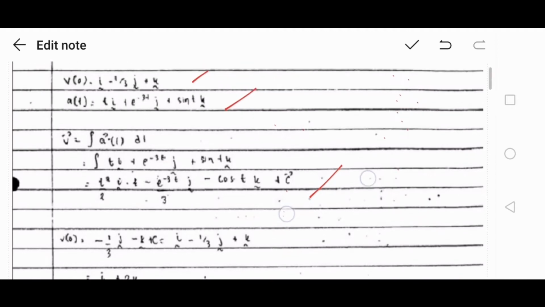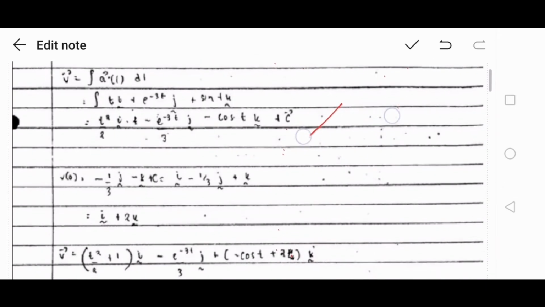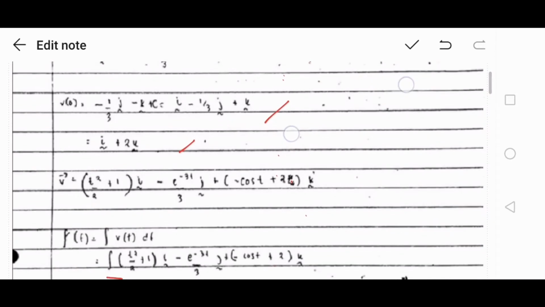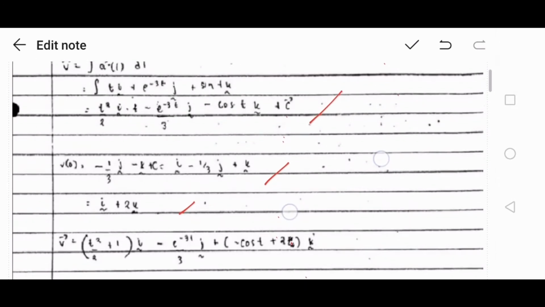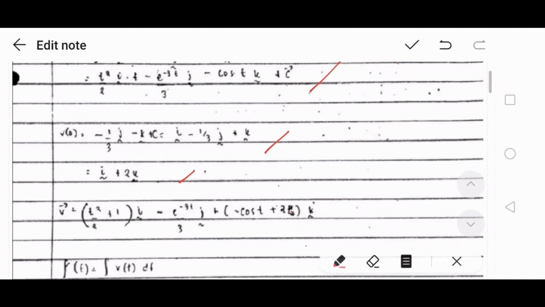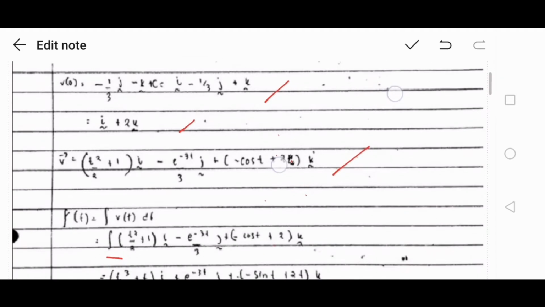Then we compare with v(0) from the question, like this one, -1 over 3 j minus k plus c equal to i minus 1 over 3 j plus k. And then for c we get i plus 2k. Then we substitute back into the velocity. Then we get the velocity is like this one.